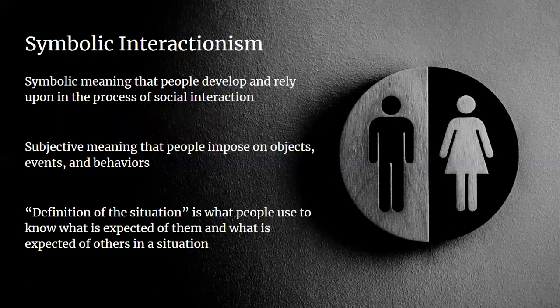Symbolic meaning is what people develop and rely upon in the process of social interaction, and subjective meaning is what people impose on objects, events, and behaviors. Or, quote, the definition of the situation is what people use to know what is expected of them and what is expected of others in a situation. This is how you interpret, how you absorb, how you define the languages and objects in your surroundings.